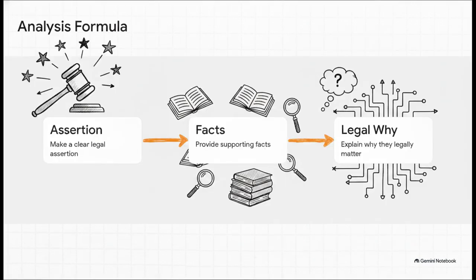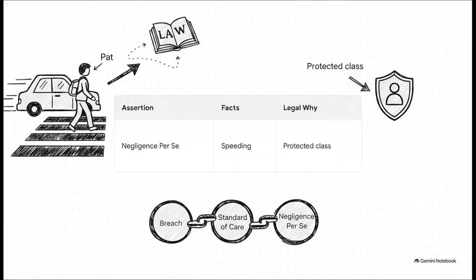To break into that 70-plus range, you've got to use this 3-part formula. Make an assertion, give the supporting facts, and then deliver the legal why. You have to unpack the precise reasoning. Let's apply this to negligence per se. You can't just say, Dye broke the law by speeding. No way. You have to connect the speeding driver hitting Pat in the crosswalk to the specific class of persons and the type of harm the statute protects. You explain that the law was literally designed to protect pedestrians, like Pat, from getting hit, which establishes the standard of care and the breach all at once.